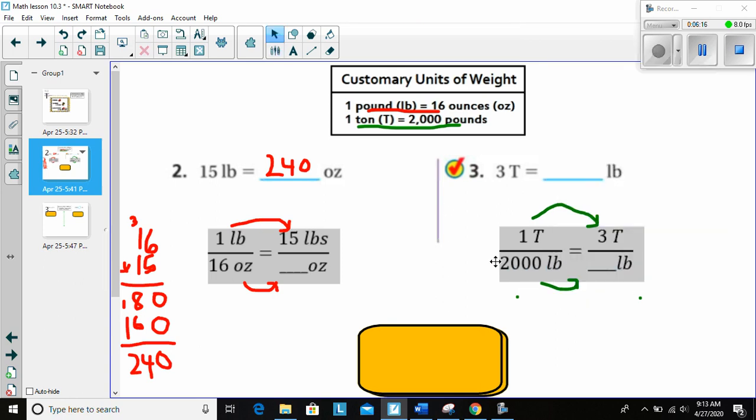Why do I keep doing that? Okay, 2,000. Get my pen back again. All right, 2,000 times 3. My times looks amazing. I know.